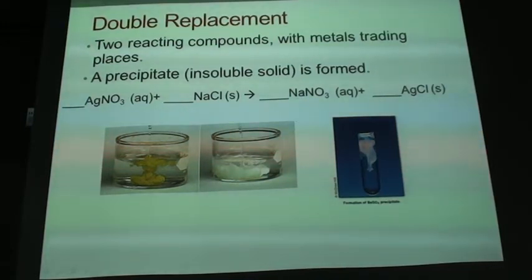Hey, does it matter in what order you write all of this? It only matters that you have them on the correct side of the yield sign. It doesn't matter if NaCl goes first or AgNO3 goes first. Likewise, it doesn't matter if you put AgCl here or NaNO3 here. Are you clear with that?